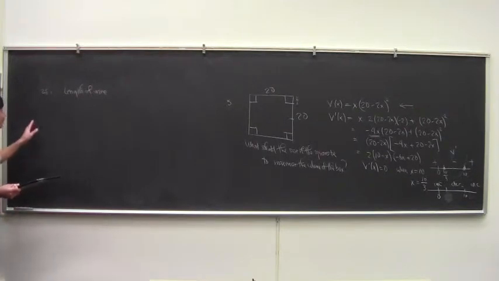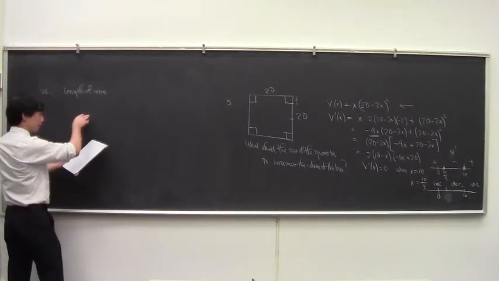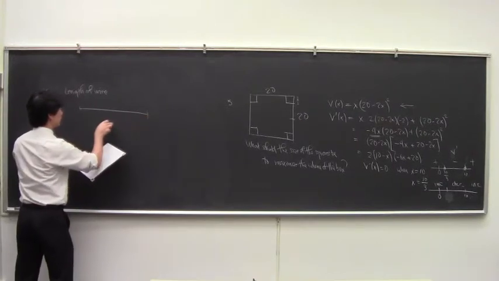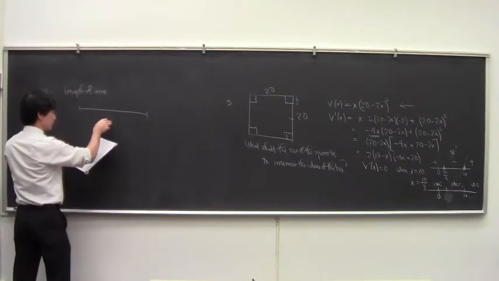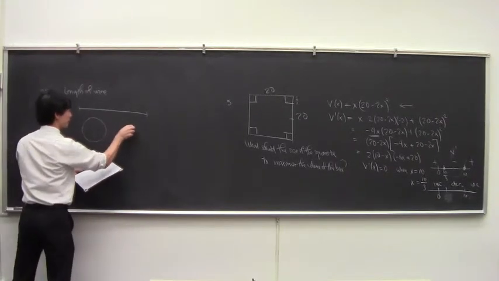Okay, so suppose you have a length of wire, and you would like to, for some reason, use that wire to make two shapes. So you plan to make a circle and a square.